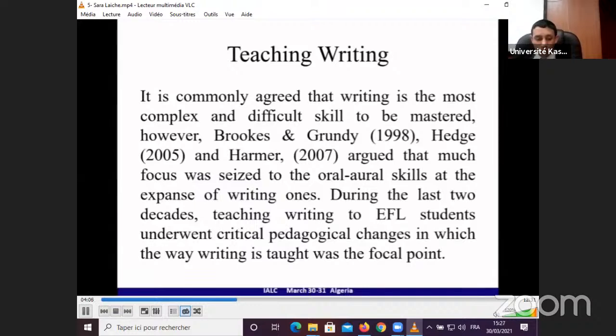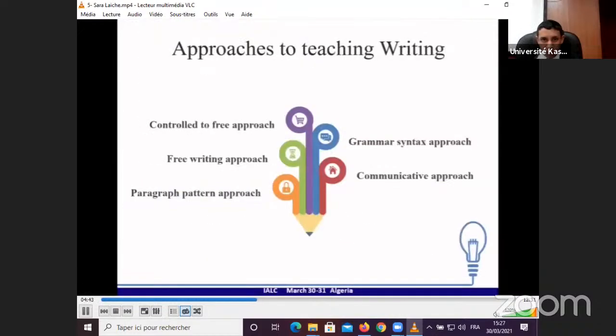Different researchers argue that mastery is responsible for the other skills at the expense of writing. However, with regards to the case, pedagogical changes in which the way writing is taught will be completely different. The researchers were emerging to teach proper skills through the controlled-to-free approach, the free-writing approach, the paragraph pattern approach, the grammar-syntax approach, and the communicative approach, which really focus on specific features of the language.